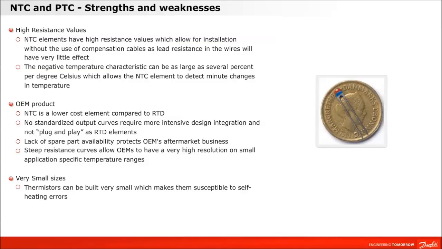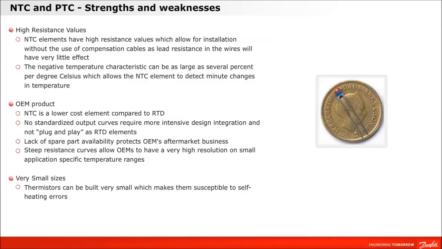The NTC is also a lower cost element compared to RTD, which makes it attractive for OEM applications. Its lack of standardized output curves requires more intensive design integration and is not plug-and-play like RTD elements. The lack of spare part availability protects OEM aftermarket business. Steep resistance curves allow OEMs to have a very high resolution on small application-specific temperature ranges.